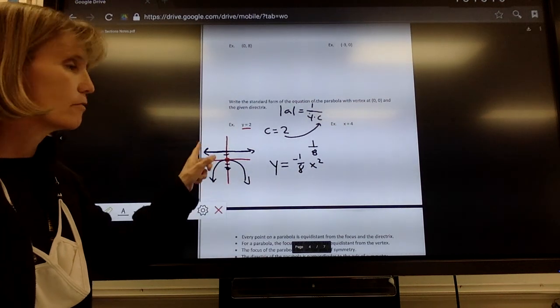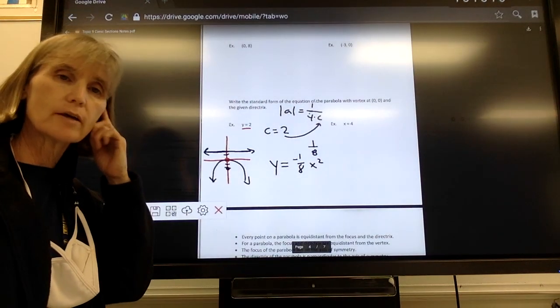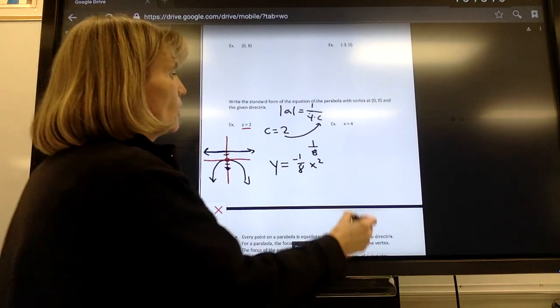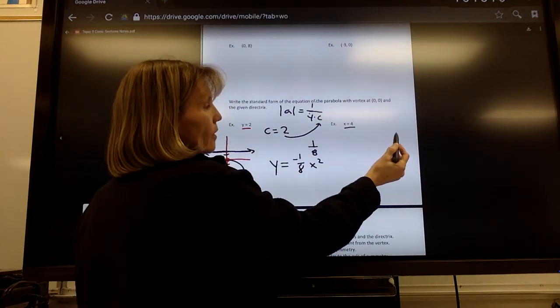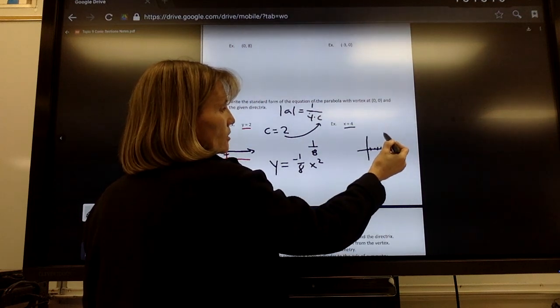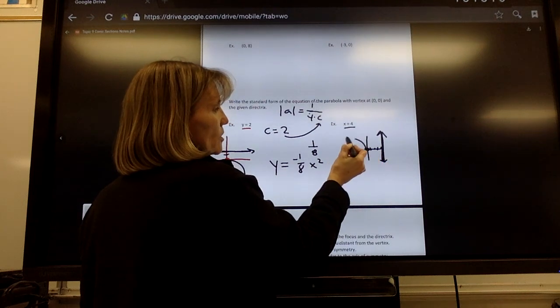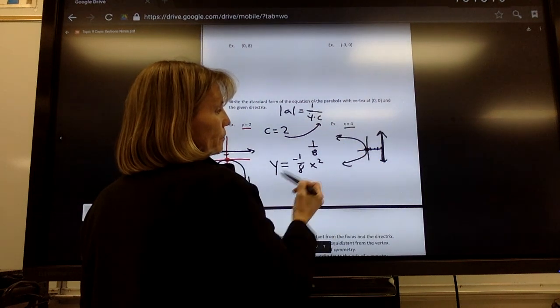I always kind of just sketch out a little bit of the pieces that I know to try to help me come up with the equation. Here you have your directrix is x equals 4. So if I sketch that out, x equals 4 is a line that goes this way. So if I'm at 0, 0, that means my parabola is going to go that way.